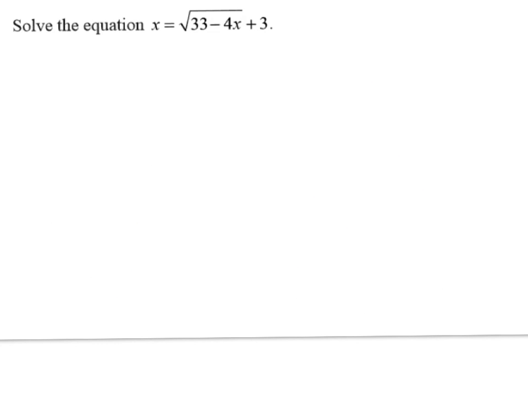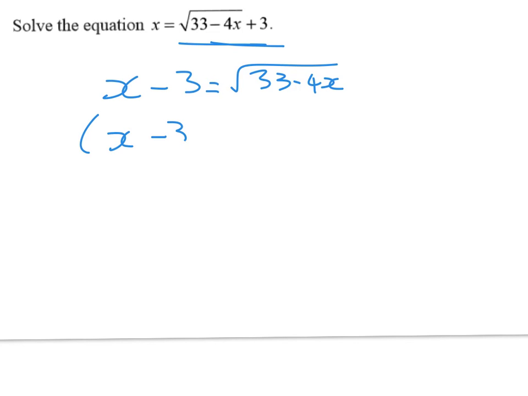Right, solve the equation x equals this. We need to get the square root sign on its own on one side, so we're going to go x minus 3 equals root 33 minus 4x, and now I can square both sides. But even when I'm on this step, I need to remember when I've got square root equations, it's very important that I check at the end that my solutions do actually make sense. So we're going to come back to that.